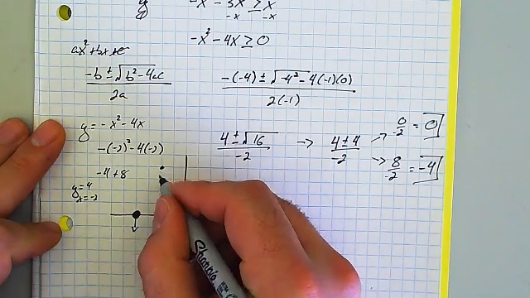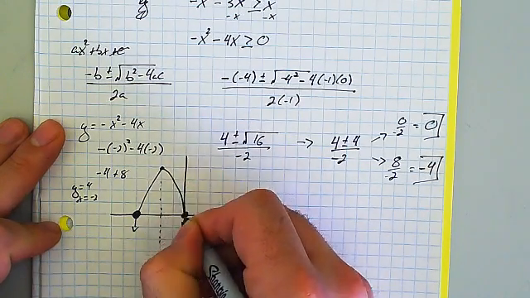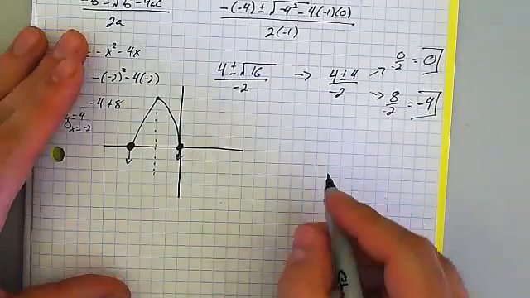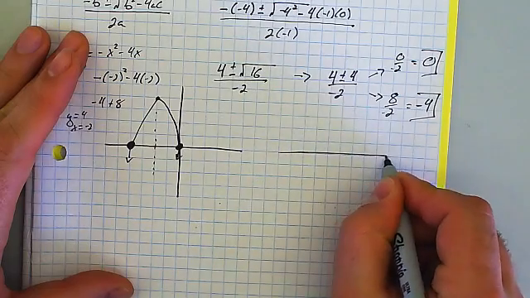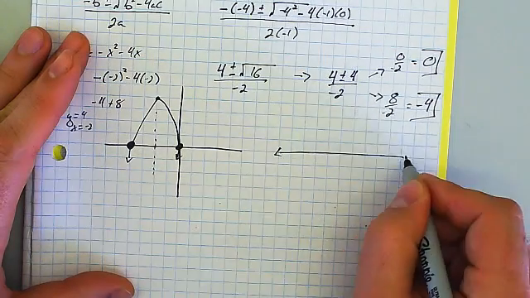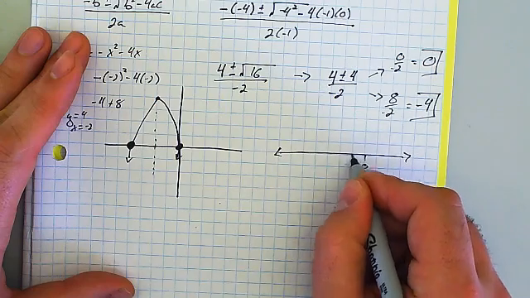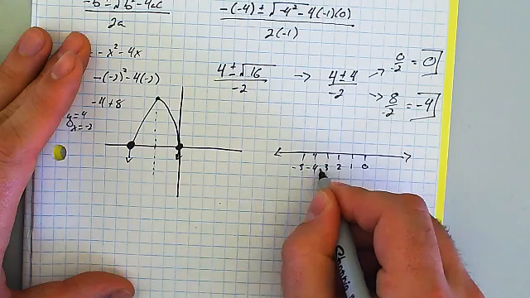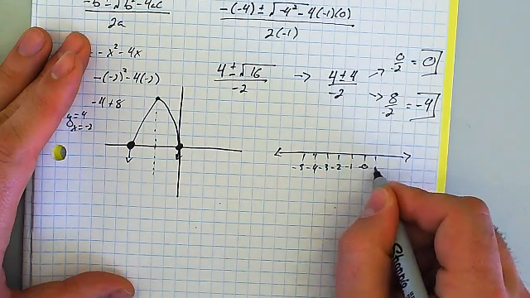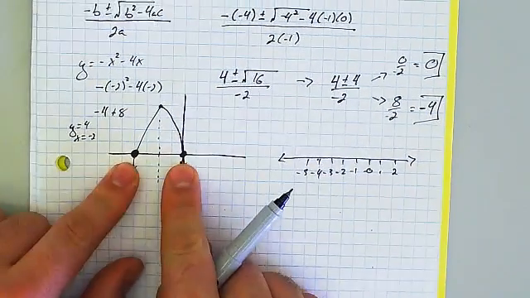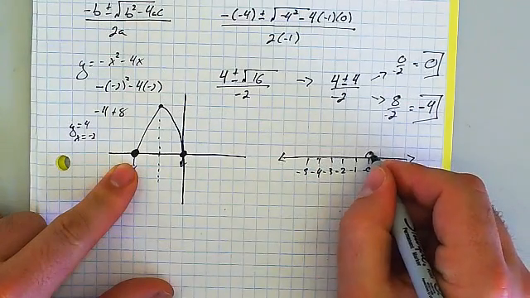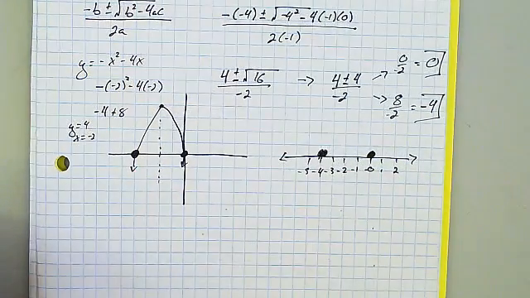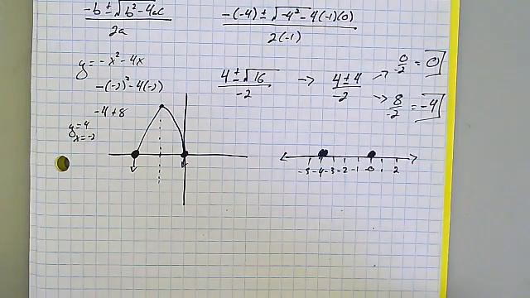So negative 2, 1, 2, 3, 4. So my parabola is going to look like that. To put this on a number line, zero, 1, 2. I have my 2 points, which is going to be 0, filled in, and negative 4. Fill that in as well.